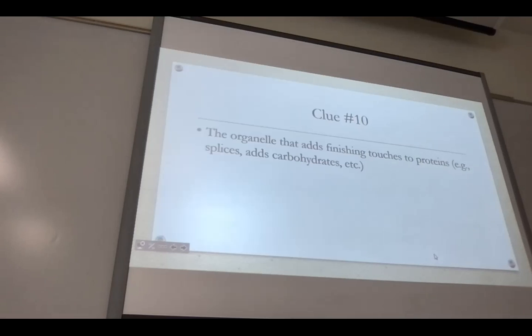The organelle that adds finishing touches to proteins. It splices them, it adds carbs, among other things. Bingo. Yay. You pass the Starburst up, thanks.